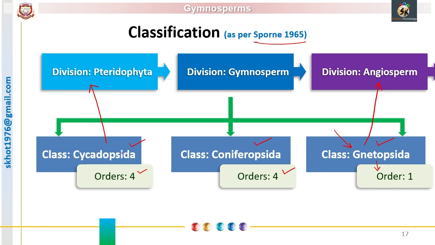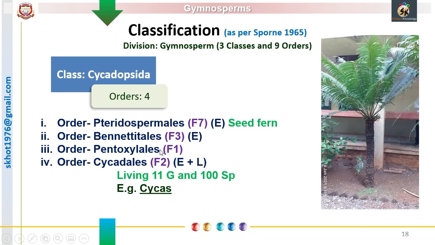Let us see the classification of Cycadopsida. Cycadopsida includes four orders, namely Pteridospermales, Bennettitales, Pentoxylales, and Cycadales. The first three orders include extinct life forms. These specimens are present only in the form of fossils. We do not get living specimens from these three orders. The Pteridospermales are further divided into 7 families, Bennettitales into 3 families, and Pentoxylales into 1 family.